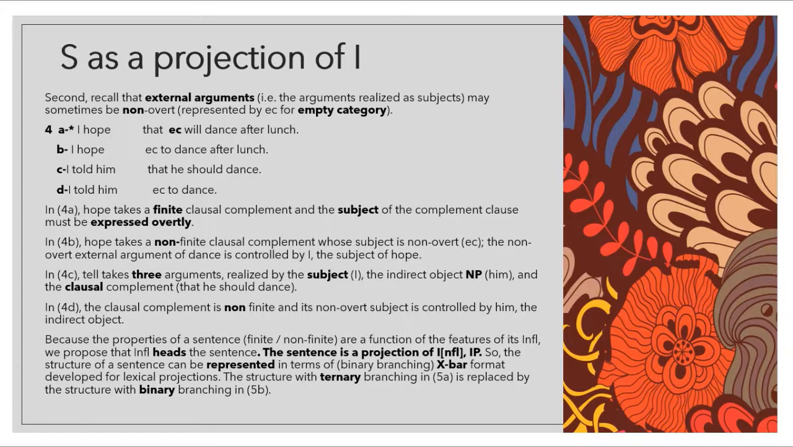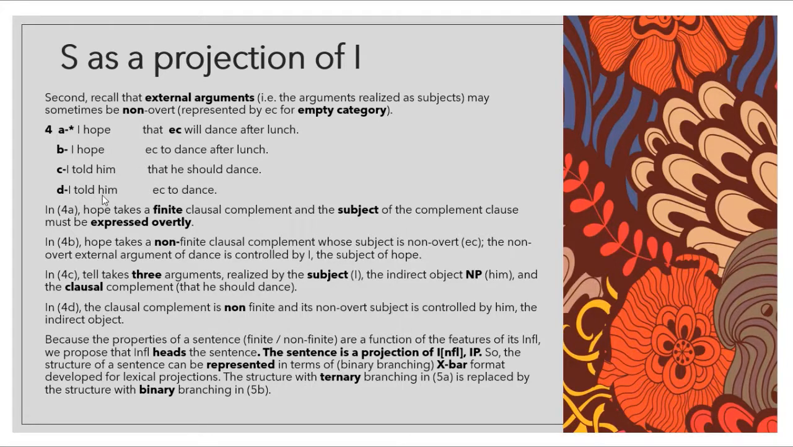Okay? So in 4C, tell takes 3 arguments realized by the subject I, the indirect object NP, him, I told him, and the clausal complement that he should dance. So here it has three arguments, 3 arguments. Okay, and all of these have the subject I. I hope it's clear. In 4D, the clausal complement is non-finite and its non-overt subject is controlled by him, the indirect object.